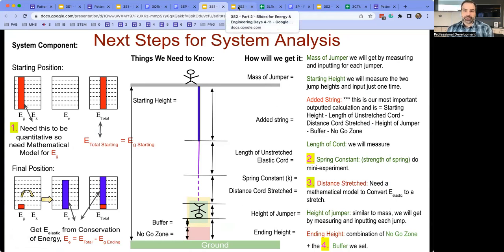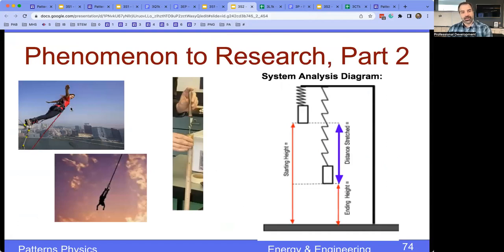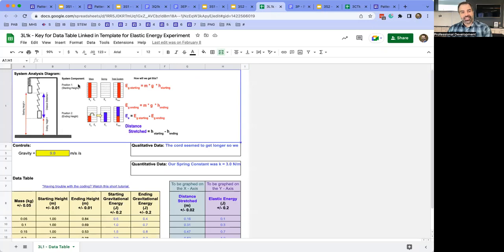So I'm going to skip ahead to that one and just talk about how an analogous system of study. No, we're not going to go measure people bungee jumping. We're going to have an analogous system of study, as we so often do. And again, here is a small scale system analysis of the bungee jump. They again track the energy and they can figure out that the elastic energy is the difference of the starting gravitational energy to the ending gravitational energy. And then they can use that to actually code their data spreadsheet in their lab.